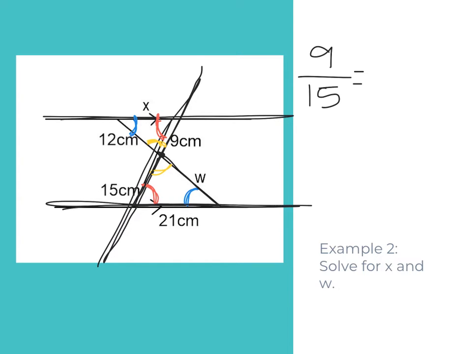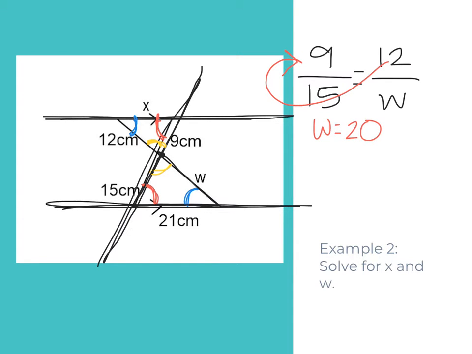We'll solve for w first. 12 and w, again, are in the same relative position. They're both between a blue and a yellow, or if I rotated that bottom triangle, it would match up that way. So I can cross multiply, divide, and I get that w is 20.